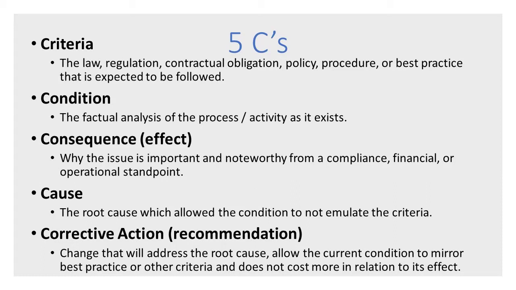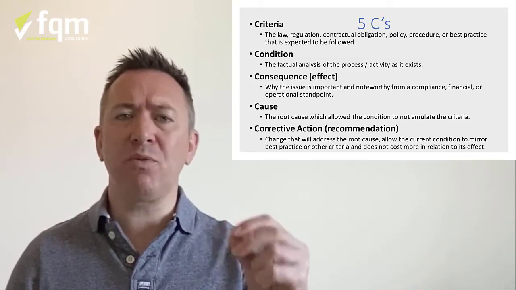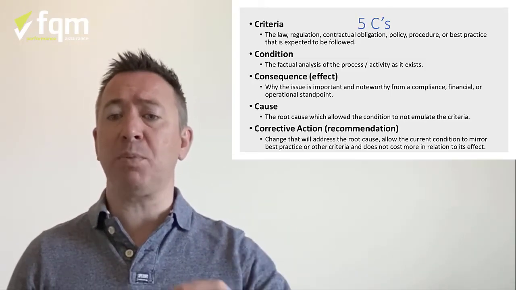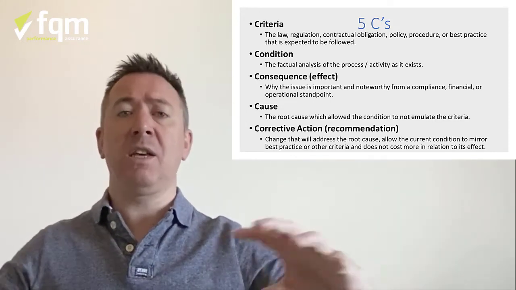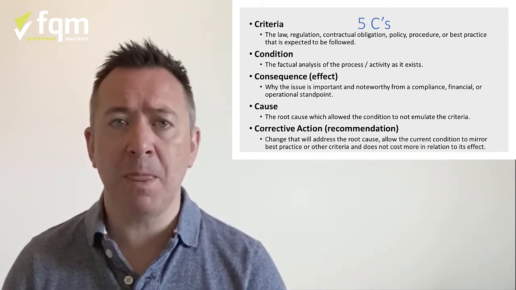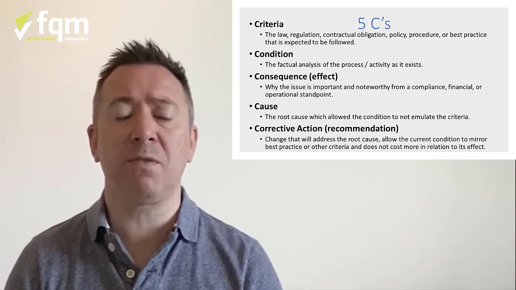What's the cause of it? The cause is what allows the condition not to emulate the criteria. Okay, so we need something fundamentally to be followed. The conditions that are set up have resulted in that not happening. What was the effect of that? And what really was the cause of it? Was it simply because of the criteria initially? Was it the condition in which it was carried out? Or were there other contributing factors?